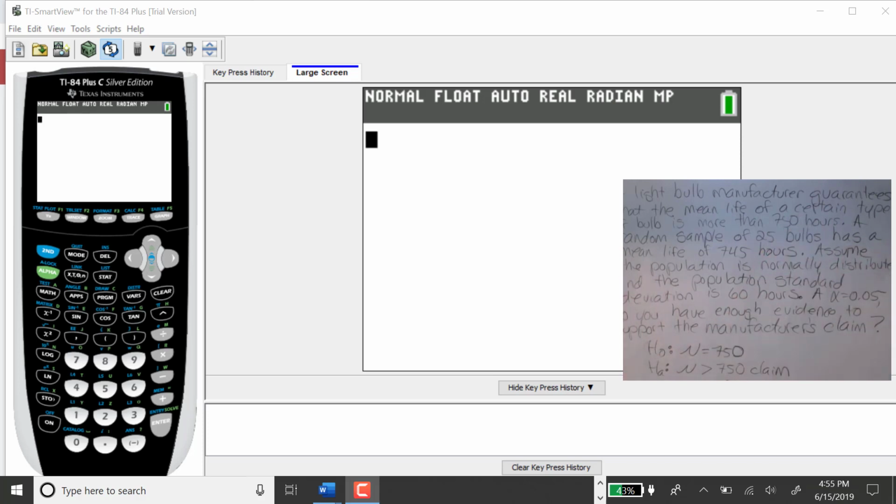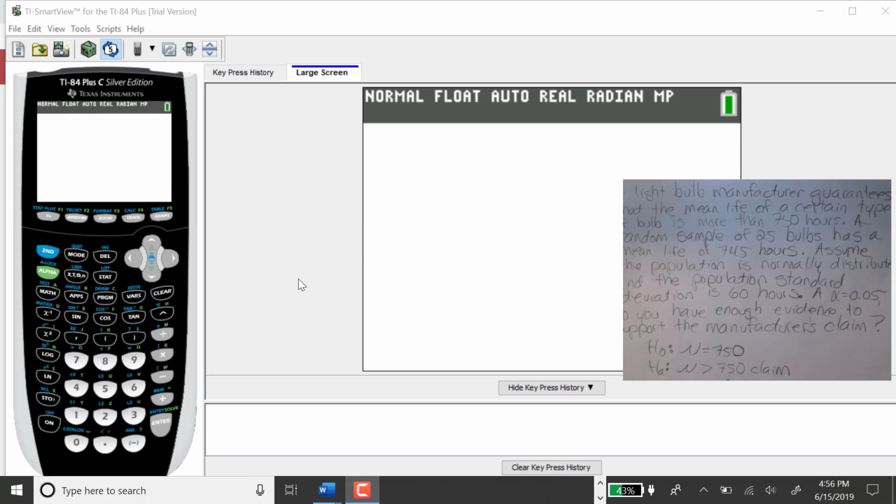I did this all by hand in my previous video, and you're welcome to go back and take a look at it. But for this video, the key thing to keep in mind is that the alternative has mu greater than 750. So this is a right tail test. My sample size is 25, my sample mean is 745, and my assumed population standard deviation is 60.